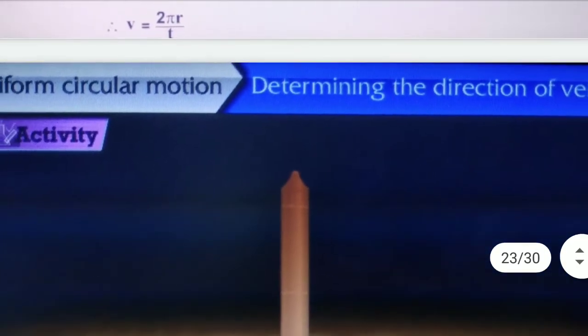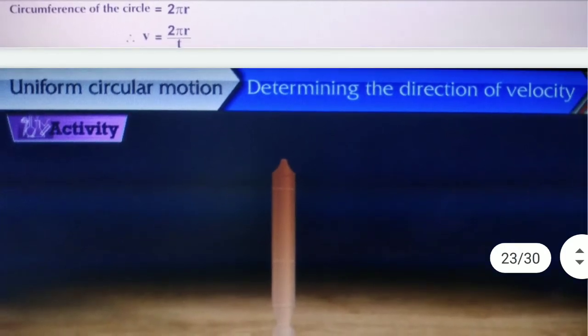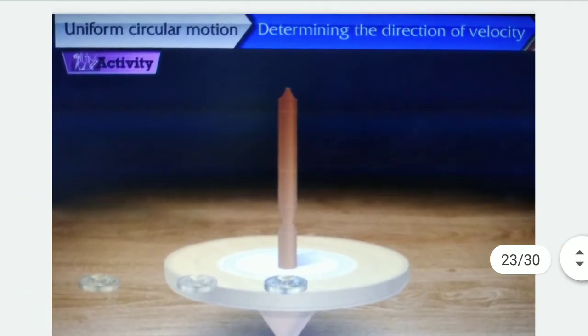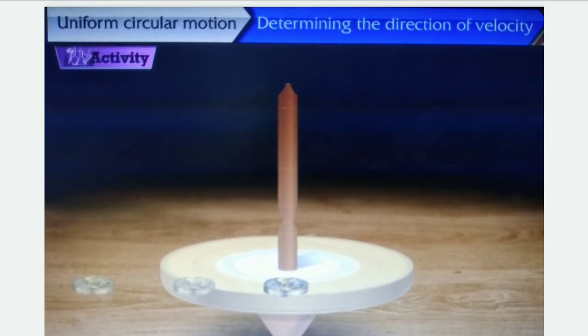Now, how to determine the direction of velocity? Let us see an activity related to uniform circular motion, determining the direction of velocity in uniform circular motion. Take a circular disc and put a 5 rupee coin at a point along its edge. Make it move around its axis by putting a pin through it. When the disc is moved at higher speed, the coin will be thrown off as shown in this image.